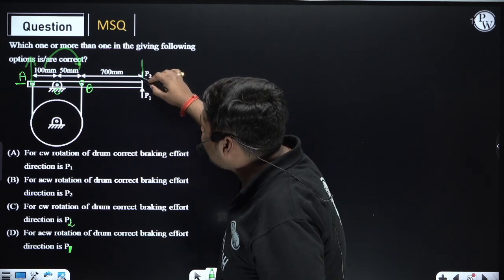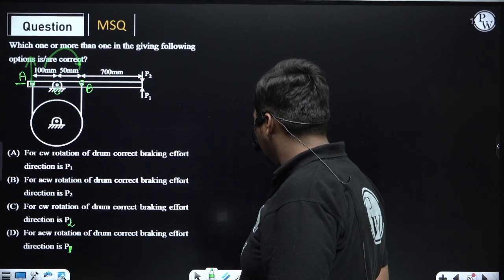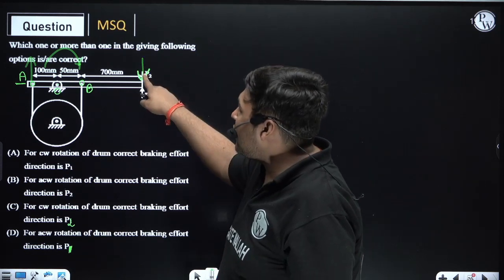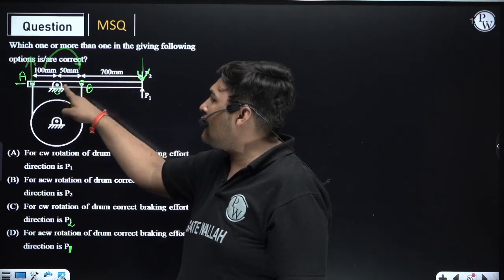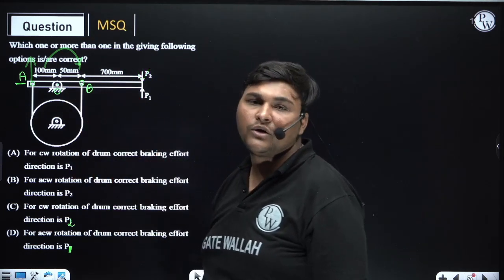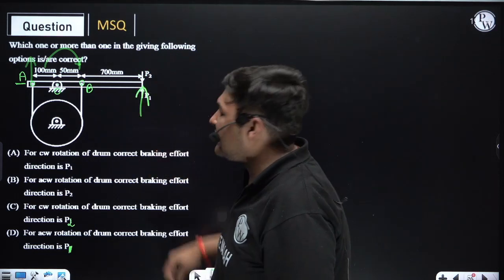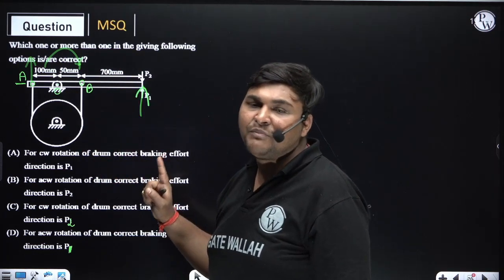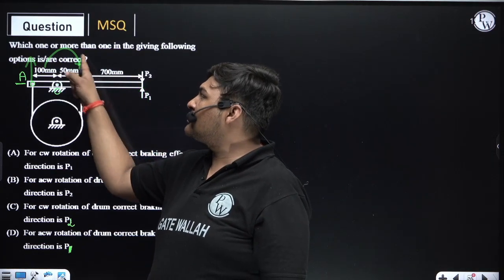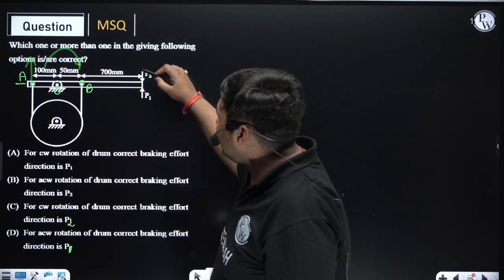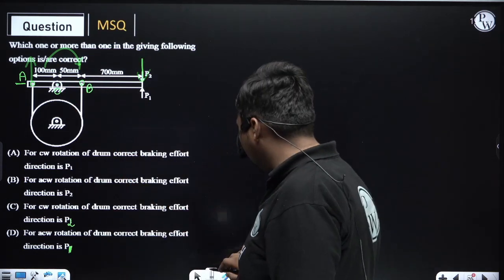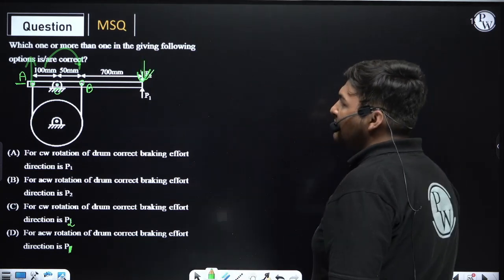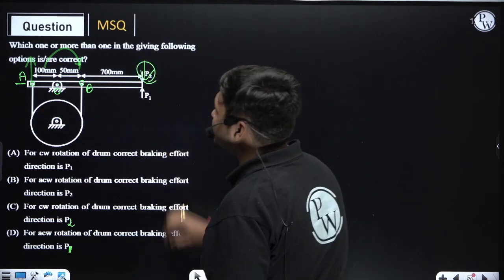If we apply braking effort in this direction, then the moment of the force about O is clockwise, means the drum lever will rotate clockwise. If I apply braking effort in this direction, due to this force, the moment about the fulcrum will be anti-clockwise. And right now, to ensure this band is in tension, we want the lever to try to rotate in clockwise direction. For that we need to apply braking effort in this direction, because this force will try to rotate this lever in clockwise direction. Means here the correct direction of braking effort is direction P2.